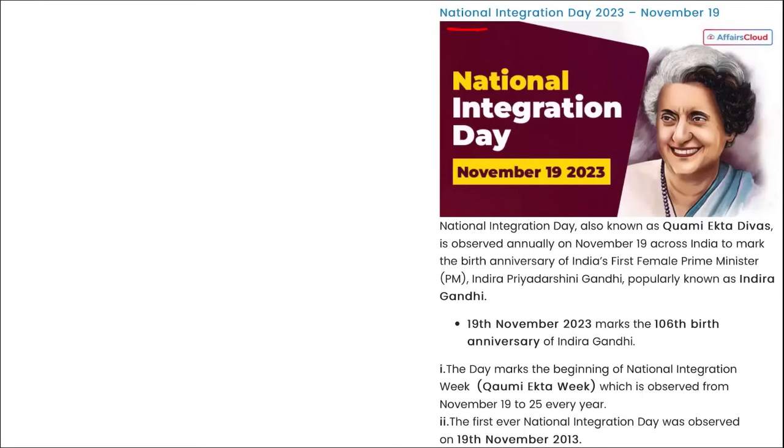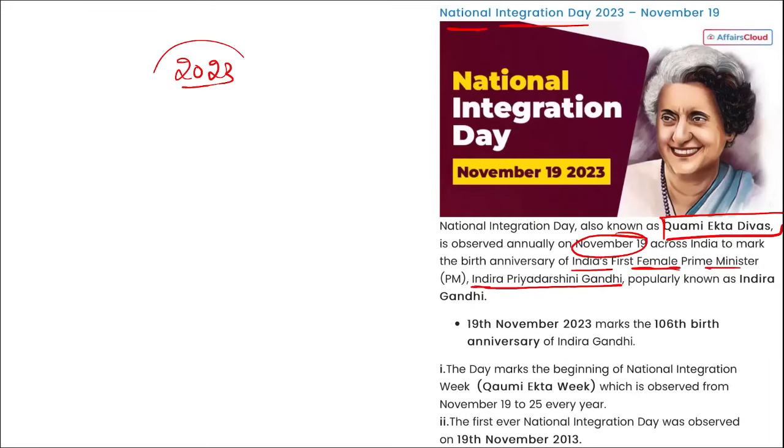Next is National Integration Day. This day is observed on 19th of November, and this day is also known as Qawmi Ekta Divas. This day is observed, basically remember, on the birth anniversary of India's first female Prime Minister, Indira Gandhi ji, right? And remember, this year in 2023, it was the 106th birth anniversary of Indira Gandhi ji, correct?